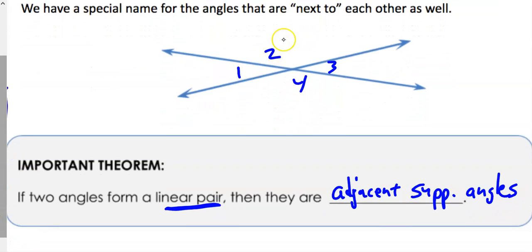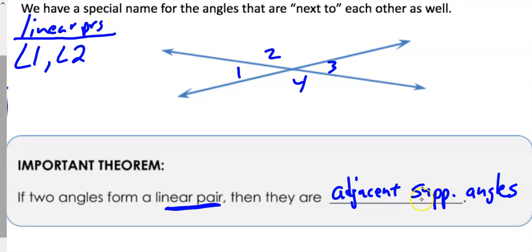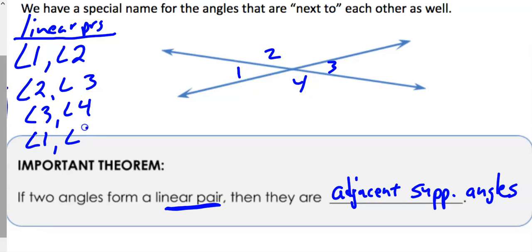So 1 and 2 are linear pairs. So again, all it means is supplementary angles that are next to each other. Another set would be 2 and 3. Another set would be 3 and 4. And our last set would be 1 and 4. Again, these all add up to 180 degrees, and they're next to each other.